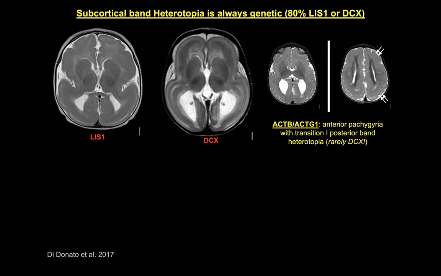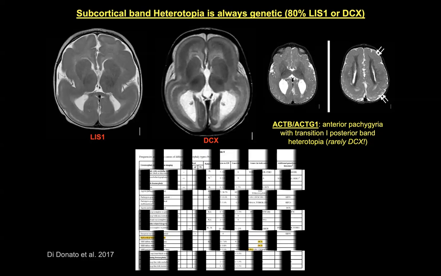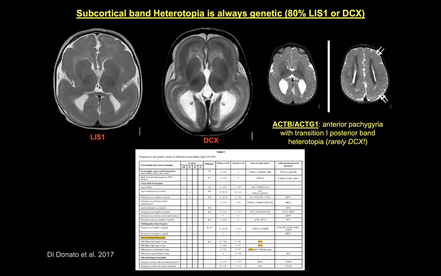So basically you do the panel, and there is a beautiful paper by Professor Di Donato in 2017 that classified the lissencephaly spectrum. It basically shows that there is a lot of overlap and you need really to run the panel. And this is just from the paper showing all the different characteristics of the genes associated with lissencephaly.